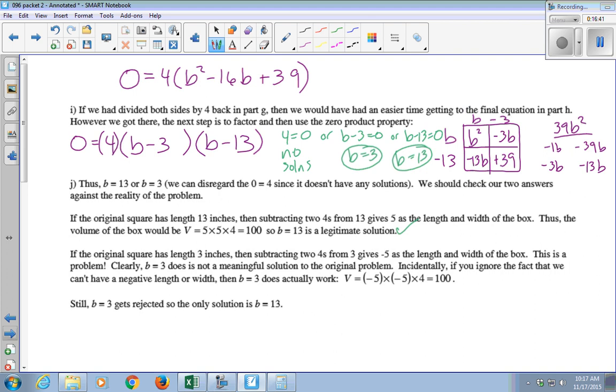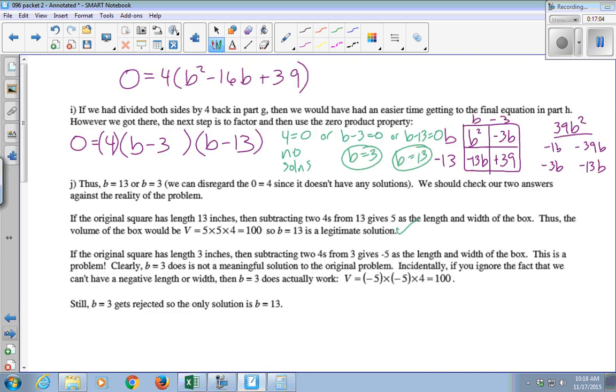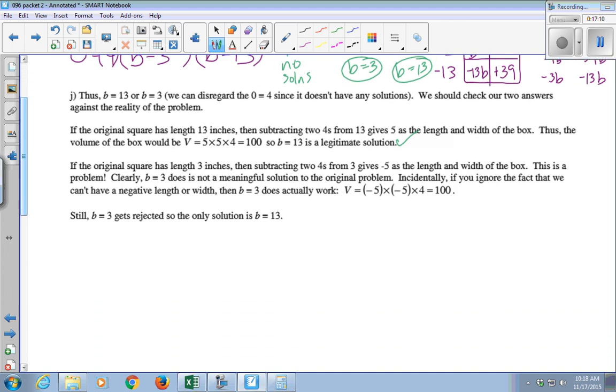But if the original square has length 3, which was our other solution, I can't cut away 4 and 4, right? There isn't enough square. So if I do 3 minus 8, I get a length of -5. You can't have a length in real life that's a negative. It doesn't mean anything. Okay, so if the original square has length 3 inches, subtracting 2 fours gives -5 for the length and the width of the box, but that's impossible. Okay. So b equals 3 does not give a meaningful solution to the problem.